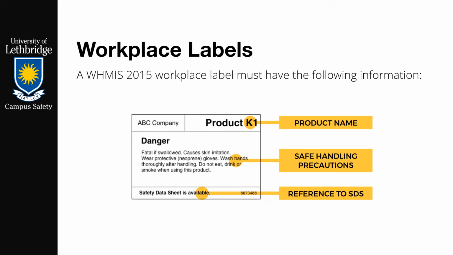A WHMIS 2015 workplace label must have the following information. First, the product name, matching the one on the SDS. Second, any safe handling precautions. Finally, a reference to the SDS, if available.